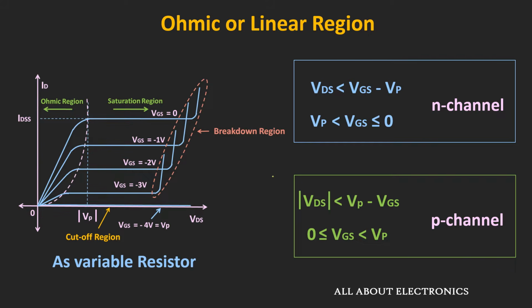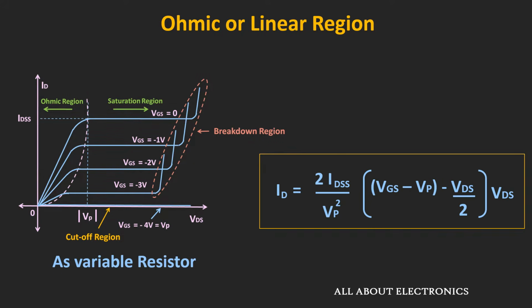And similarly for the P-channel JFET, the magnitude of VDS should be less than VP minus VGS, because in case of the P-channel JFET, both VP and VGS are positive. And in this linear region, the drain current ID is a function of both voltage VDS as well as the voltage VGS. And the drain current ID can be given by this expression.